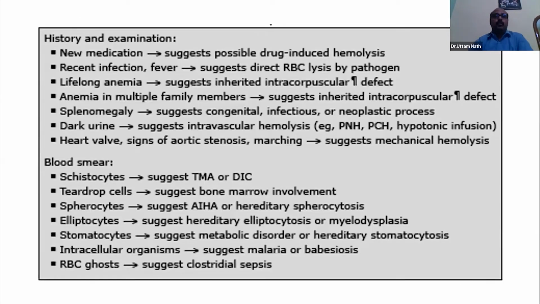Now, these are a few clues which we can get from the history, examination, and the peripheral blood smear examination, like cystocytes, spherocytes, microspherocytes, and in different conditions, malarial parasites. Then from the history, as I have said, we can consider the different differential diagnoses of AIHA.